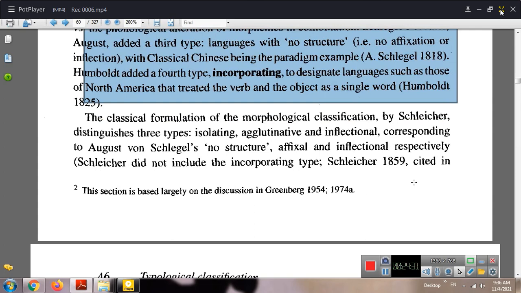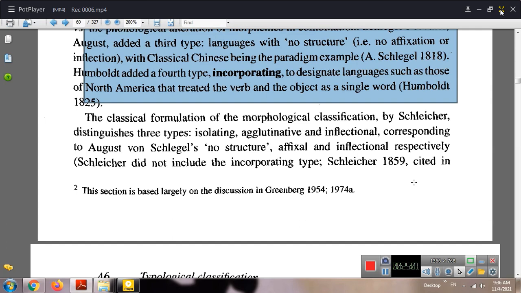The classical formulation of the morphological classification by Schleicher distinguishes three types. This is very important, you should know that. Maybe I will ask you about the Schleicher morphological classification, you should know that. Schleicher distinguished three types for morphological classification: isolating, agglutinative, and inflectional.